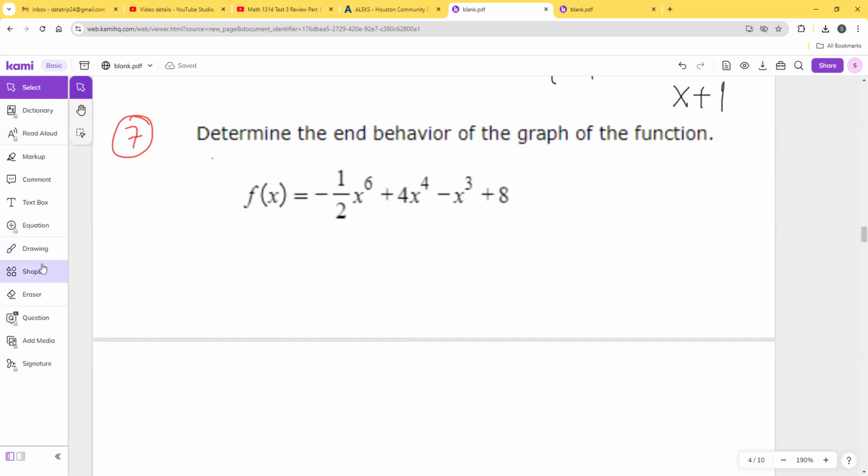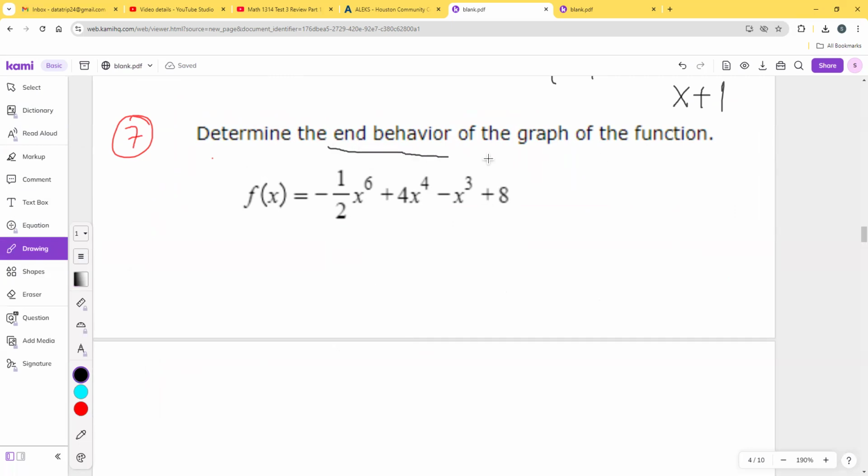We don't have to find the degree, we don't have to find the leading coefficient. So if you look at this question now, if you have -1/2 x to the 6th power, 4x to the 4th, minus x cubed plus 8, what is the end behavior of the graph? What's the first thing you have to check?